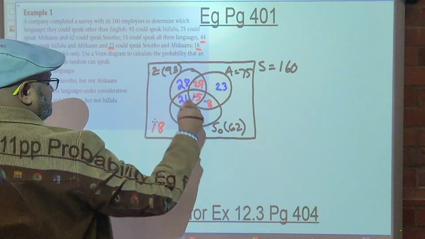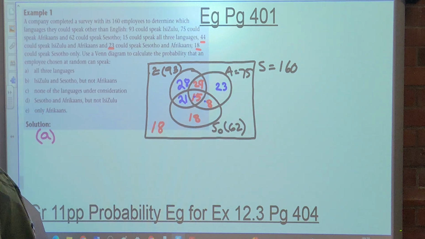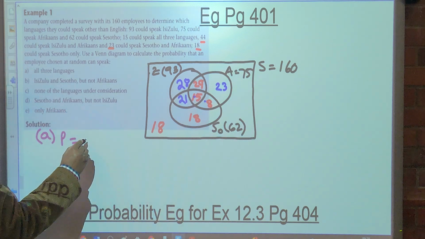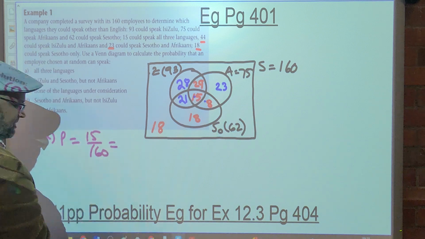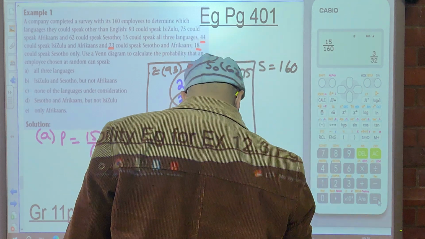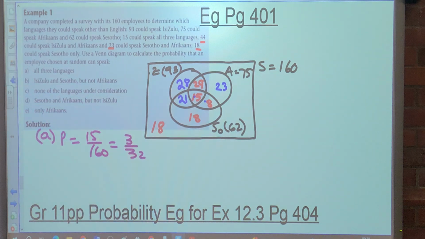Okay, let's go with 8. We calculate the probability. How do we calculate probability? It's number of favorable outcomes over number of possible outcomes. How many possible people are there to choose from in total? 160. So it's simply going to be the probability of all 3 languages. So how many speak all 3 languages? 15 out of 160, which is 3 over 32. Okay, you will understand. Let's go to B.